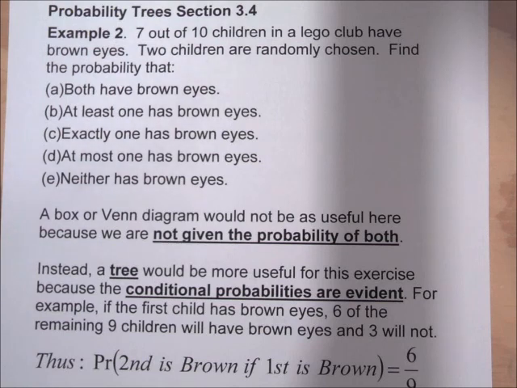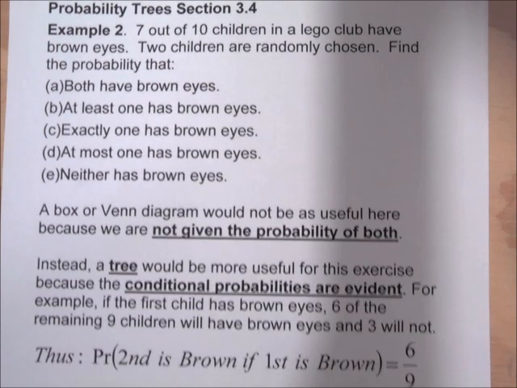Anyway, this example: 7 out of 10 children in a Lego club have brown eyes. 2 children are randomly chosen. We want to find the probability of A, both have brown eyes, B, at least one has brown eyes, C, exactly one, D, at most one has brown eyes, E, neither has brown eyes. So these are probabilities among the sample of 2 out of the population of 10. So we want to use a tree.